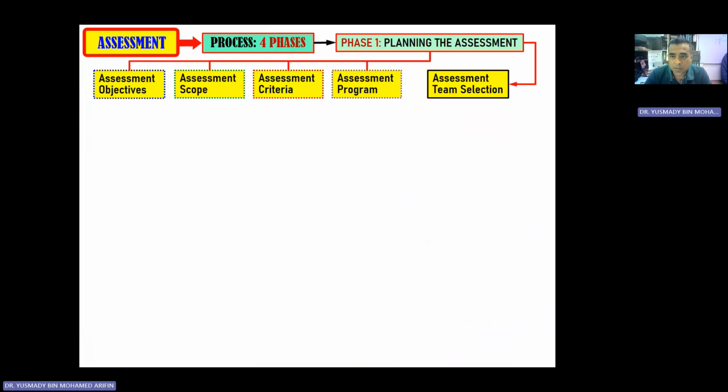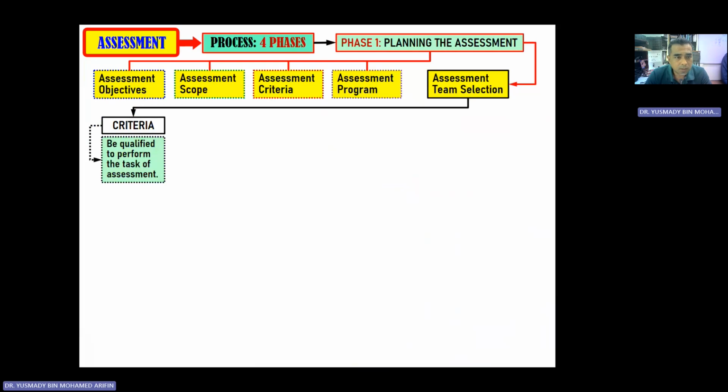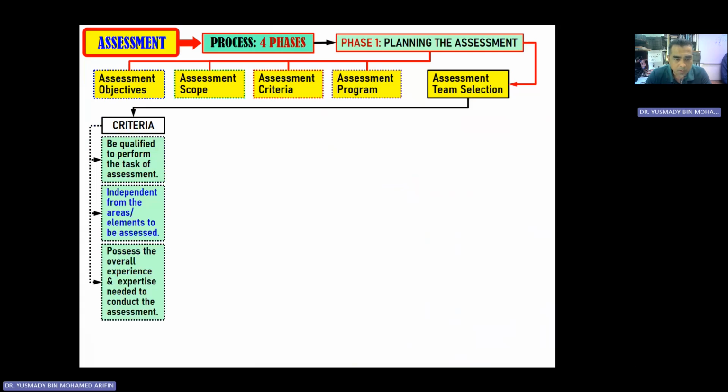Okay, under assessment team selection, the criteria of the team selection: the team must be qualified to perform the task of assessment, independent from the area elements to be assessed, and possess the overall experience and expertise needed to conduct the assessment.